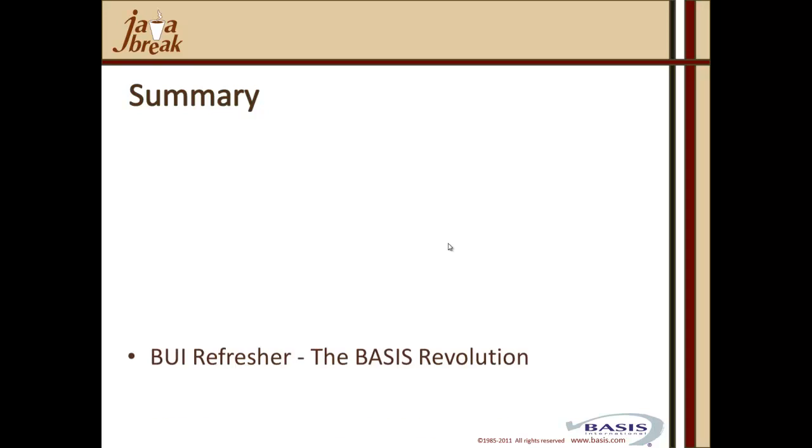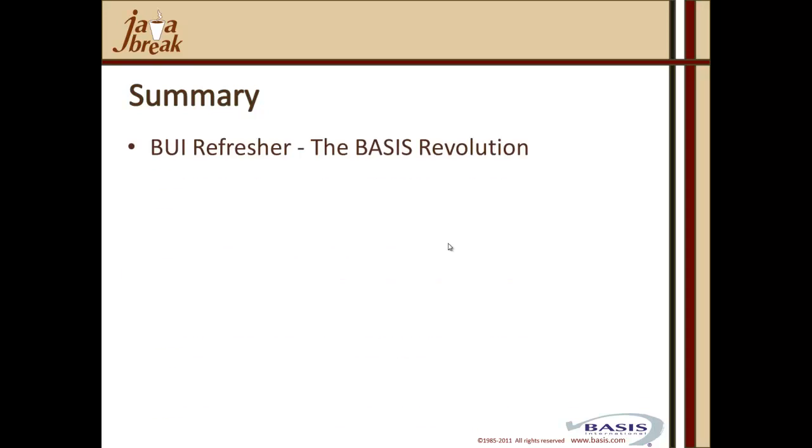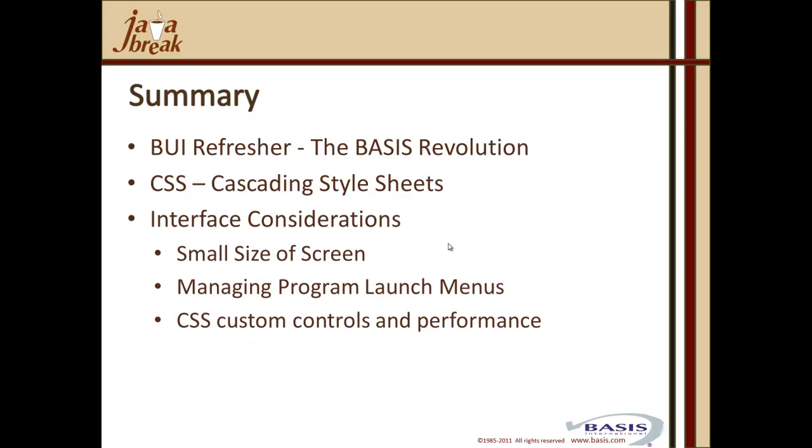So in summary, what have we covered today? We've looked at a Buoy refresher, spoken about the Basis revolution. We've given you some info on the cascading style sheets that are used very heavily throughout your Buoy application coding to make your application really look like any other mobile app. We've spoken about interface considerations, given examples of dealing with the small size of the screen, managing program launch menus, and finally we've seen how CSS can help us generate custom controls.